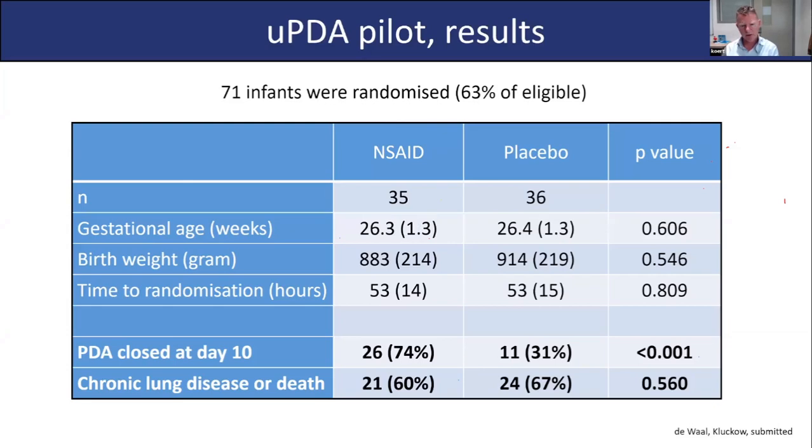PDA closure, I think, as expected, was much higher in the NSAIDS group, 74% compared to 31% in the placebo group. However, the primary outcome of the main trial, which is chronic liver disease or death, no difference, 60% versus 67%.